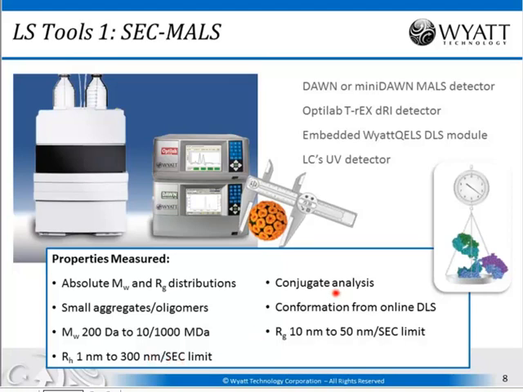I'll describe a technique which uses this setup to analyze protein conjugates. So, for instance, PEGylated proteins or ADCs. By combining the information on molecular weight and the size from the online DLS, we can estimate the conformation of the molecule. Is it unfolded or is it compact? And the RG, which is the size that we determine directly from the angular dependence of MALS, measures over 10 to 50 nanometers, or essentially the SEC limit, depending on the instrument.